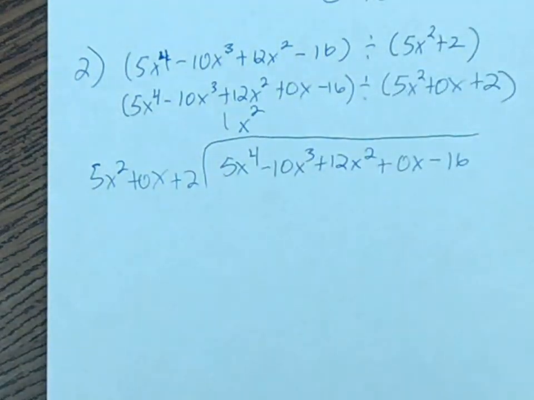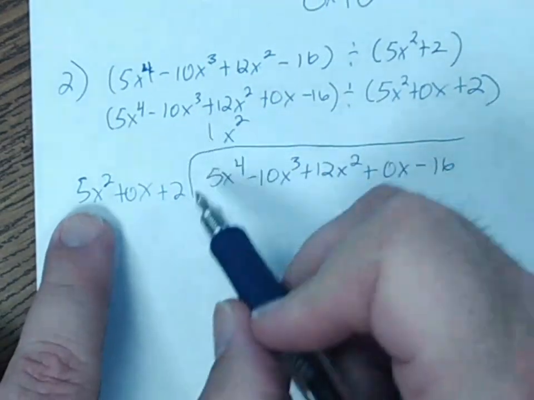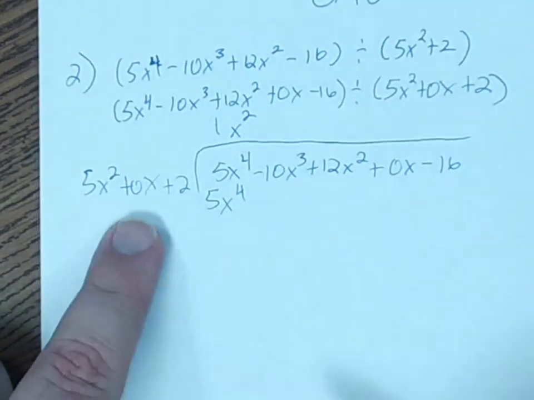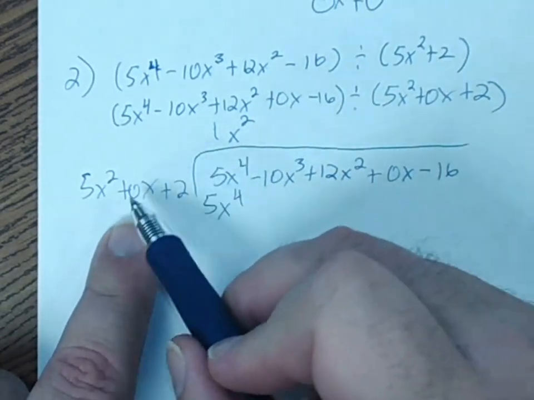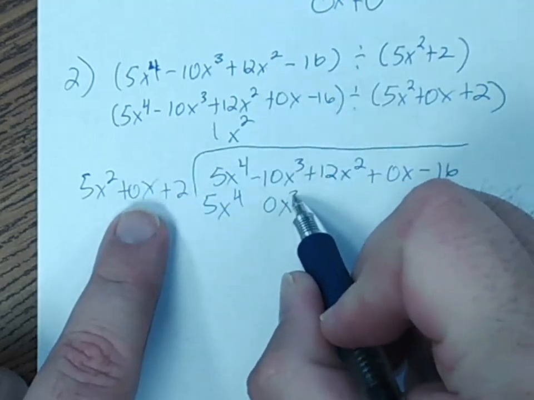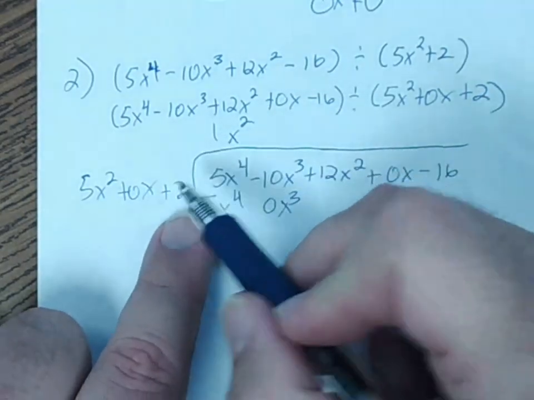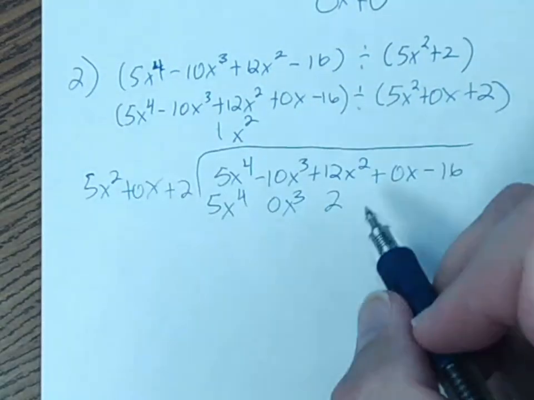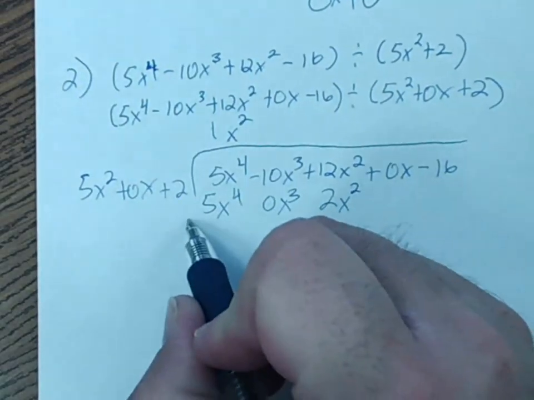That's step 1. Step 2, multiply. 1 times 5 is 5. X squared times x squared is x to the 4th. Now we got to do the other ones. Look, 1 times 0 is 0. X squared times x is x cubed. And then 1 times 2 is 2. And x squared times no other x's just remains x squared.